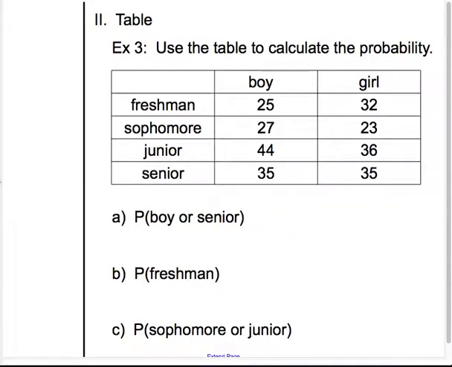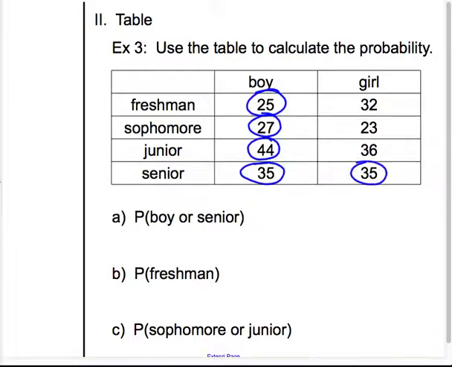And our last slide is looking at a table to calculate probability. So our first question is, if we were going to randomly choose a person, what's the probability that one of these people would be a boy or a senior? So this is similar to that last example where there's people that are boys and seniors, so we're not going to count them twice. So what I'm going to do for this probability is count all of the boys, and then I'm just missing the senior girls.